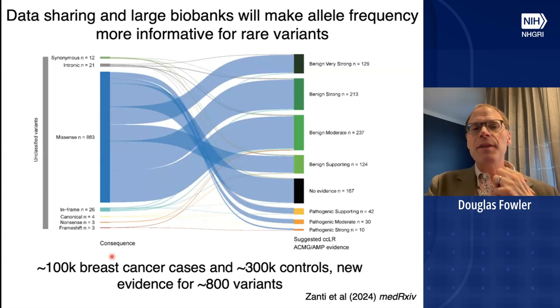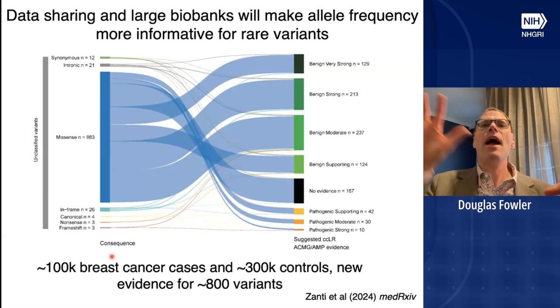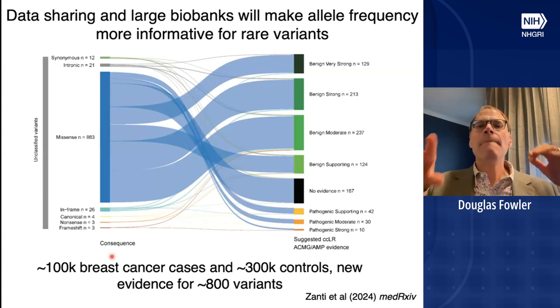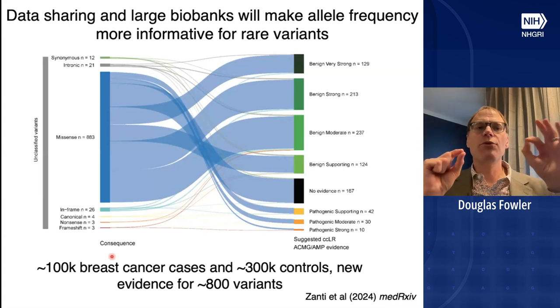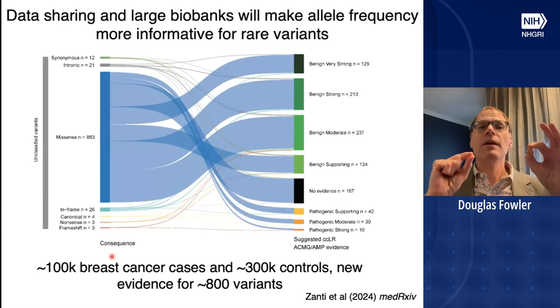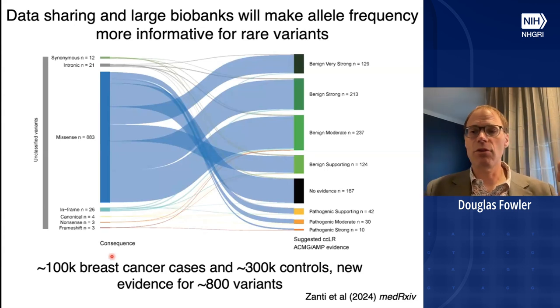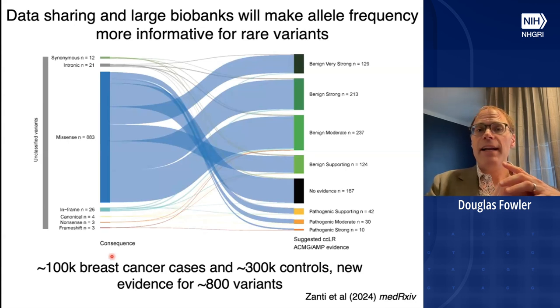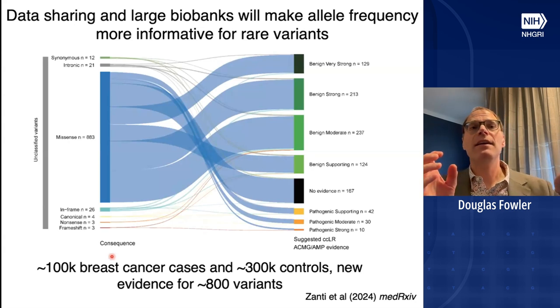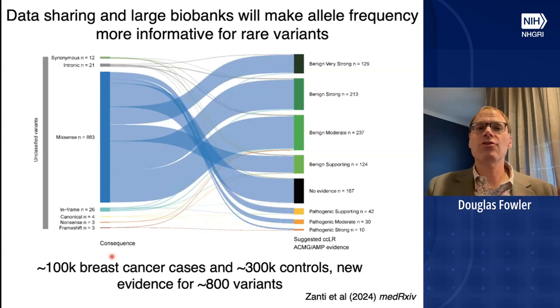And so what they did was do something called a case control study. So they had 100,000 people who had breast cancer, and 300,000 unaffected controls. And what they did was basically look at the allele frequency, the frequency of each variant in the cases and in the controls. So you could imagine computing a ratio, right, of cases to controls. So if that ratio is roughly one, that is to say that the variant is found about as frequently in cases as it is in controls, then you might infer that that variant doesn't have an effect on breast cancer risk.